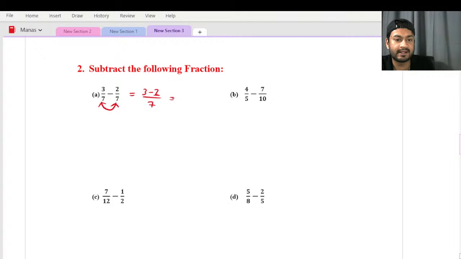Okay, so this can be written like this. So 3 minus 2 is 1, 1 by 7 is the answer. I hope you got the logic here.